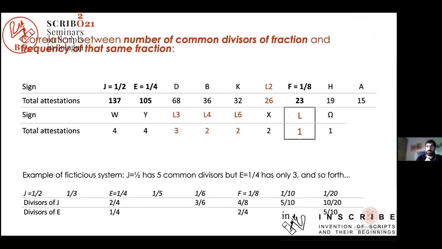And even with only the three starting values we have from the investigations of Bennett and Pope, we already see that work. J is the most frequent fraction, both by itself and in combination. The second most frequent is E, and this squares well with the values they have. So let's think of a fictitious system where you have J for a half, E for 1/4, and F for 1/8, as we do have, and then signs which we don't know yet which signs those would be.